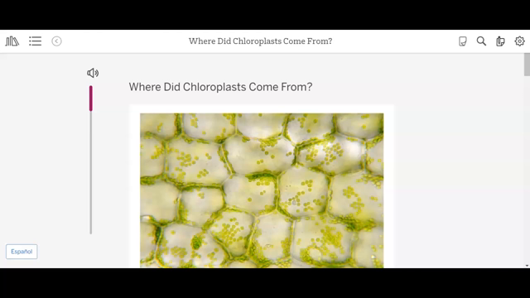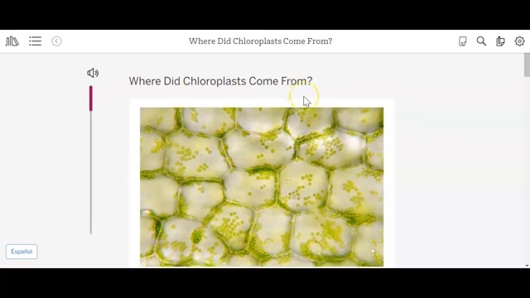Hi, seventh graders. Today we are going to be reading an article together about chloroplasts. So let's get started. Where did chloroplasts come from?